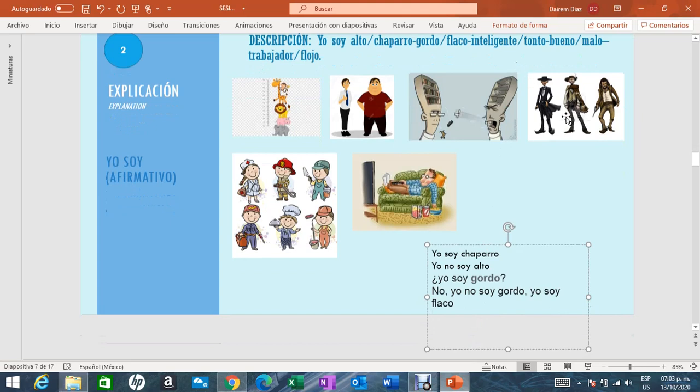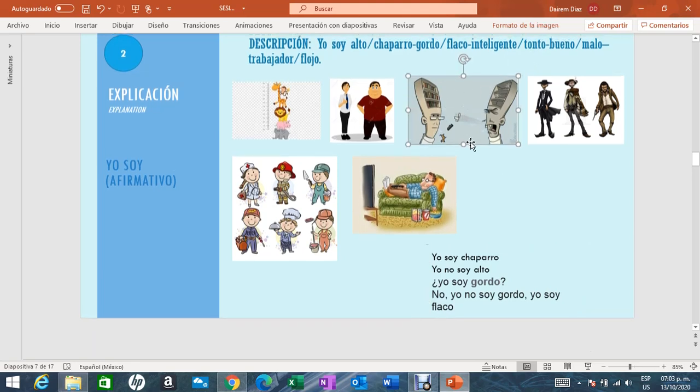This image is from the movie The Good, the Bad, and the Ugly. That is the name of the movie in English, el bueno, el malo y el feo. Then we have first inteligente y tonto. In this image, I'm gonna say, yo soy inteligente, I am intelligent. I am not intelligent, actually, I am dumb. Yo soy tonto. Negative form, yo no soy inteligente, yo no soy tonto.